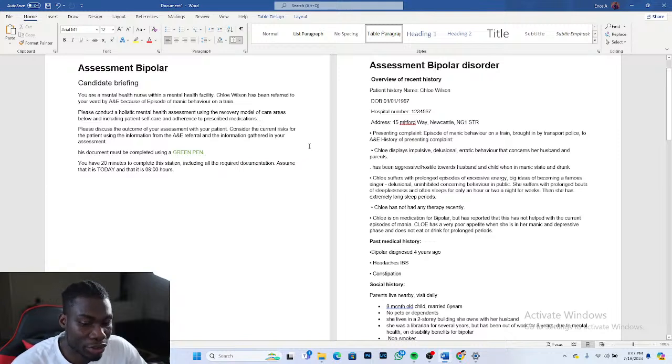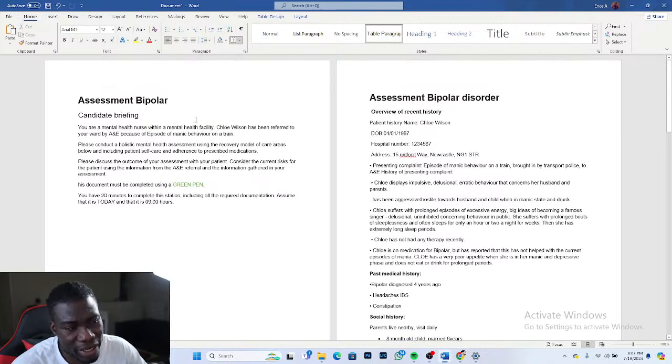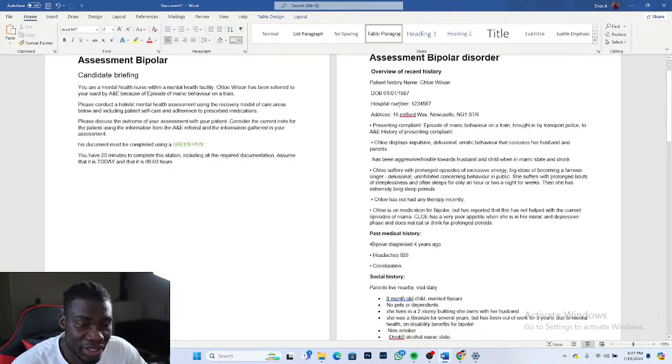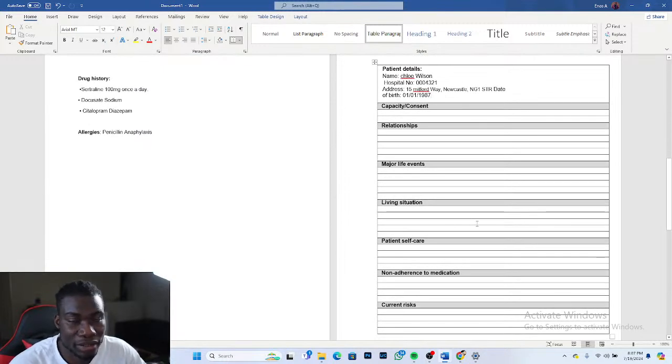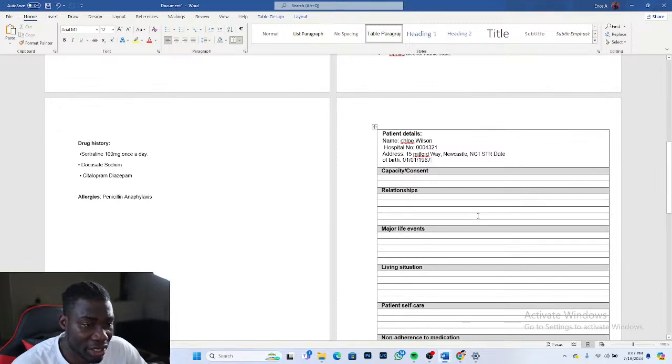So usually you have this scenario. The first one is more or less like the candidate briefing. Then you are also given what is called the overview of recent history, and then you are given this particular sheet, which is the candidate note. These are the documents that you should expect when you go into your exams, if you are presented with a manic patient. In mania, they don't give a PHQ-9. That is one thing that you should take note of. They do not give PHQ-9.